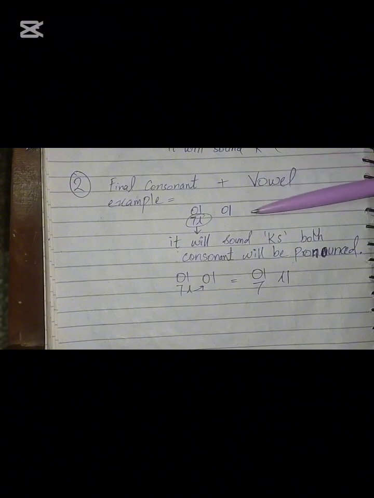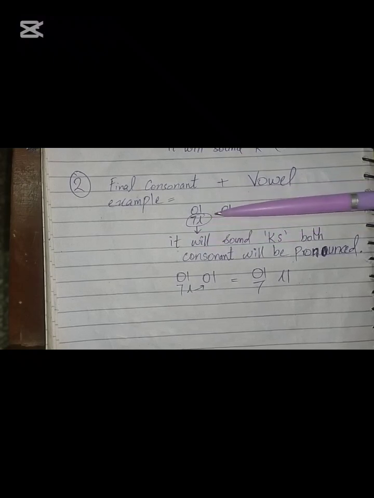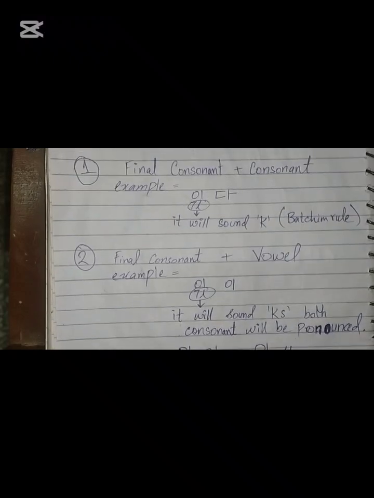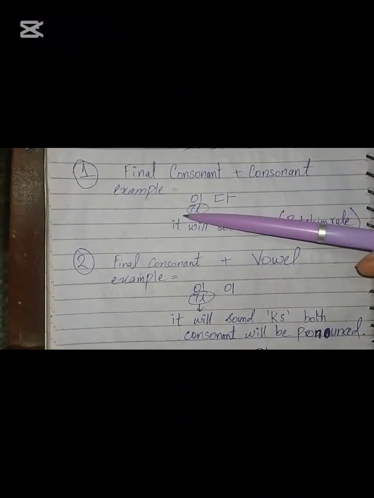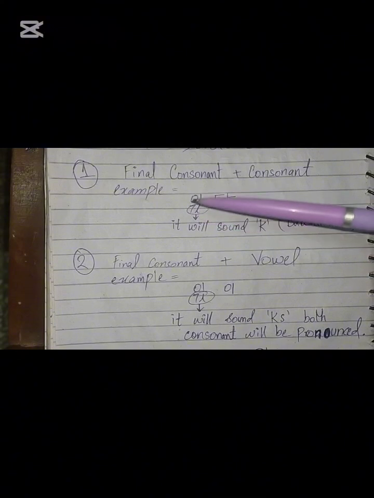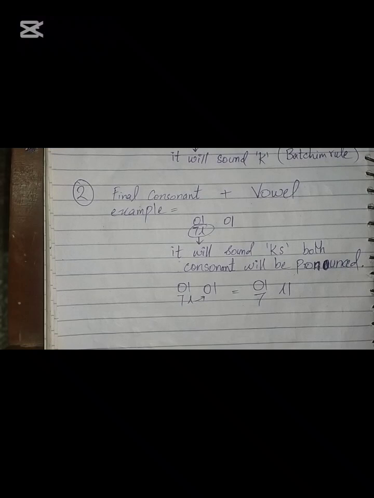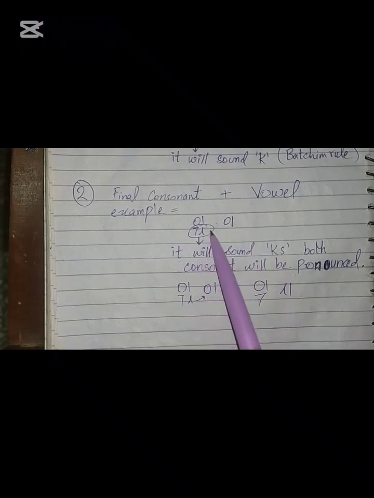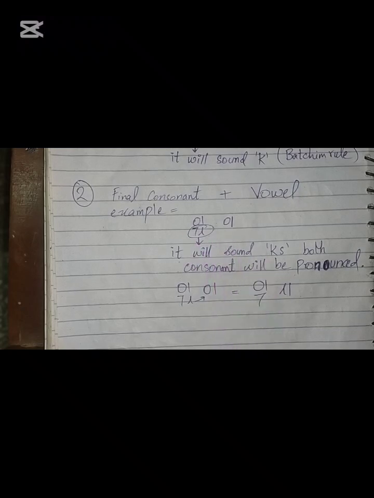Okay, so now the second rule is that if there is a double final consonant, and it is followed by a vowel right here, then in that case, both will be pronounced. In the previous case, only when a consonant followed it, we pronounced the first and main consonant, which is the K, so ikta. But whenever a vowel follows the Batchim, the final consonant, then both will be pronounced.